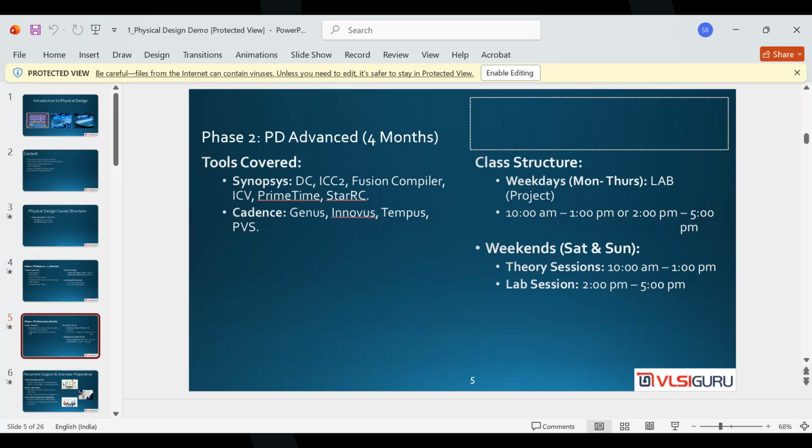So the setup is going on. It has not started yet, but we got the project on 5 nanometer also. That is the information I have. Now, the weekday session will start from 10 a.m. to 1 p.m., and there is also a second slot, that is 2 p.m. to 5 p.m. Based upon the students' responses, the slots can be changed between morning or afternoon in weekdays. In these weekdays you will have a dedicated lab session.